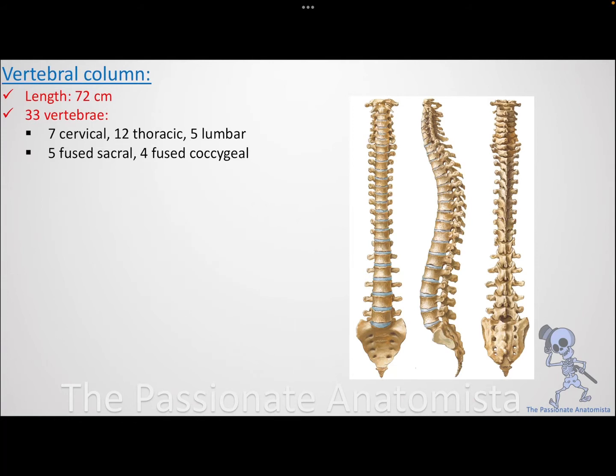So the vertebral column houses the spinal cord as it runs in the vertebral foramen. The length of the vertebral column is 72 centimeters, and it has 33 vertebrae. It has 7 cervical, cervical in Latin means neck region, and then you have the 12 thoracic vertebrae, thoracic means chest. Then the lumbar is your lumbar region, related to your pelvis, and then you have the 5 fused sacral and the 4 fused coccygeal. All right, this is basic information.